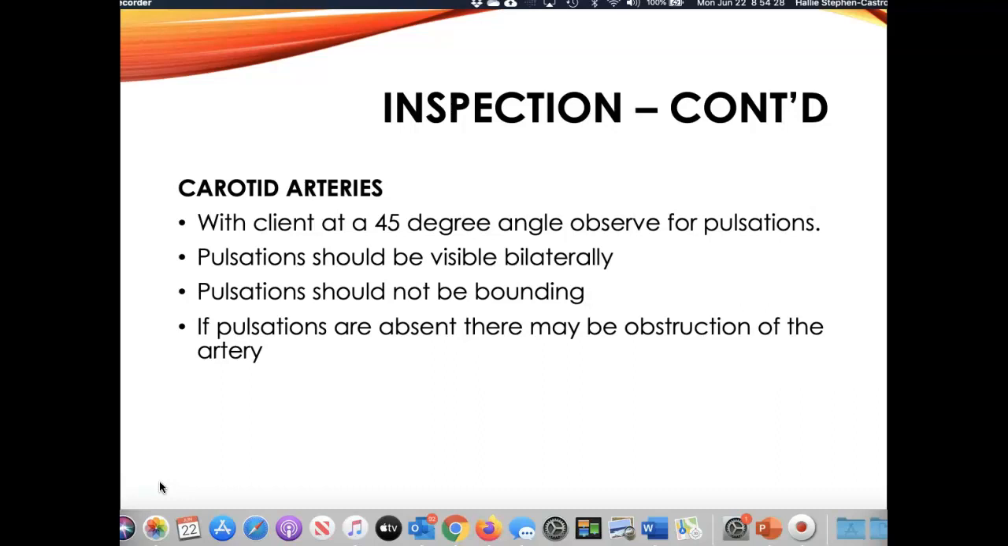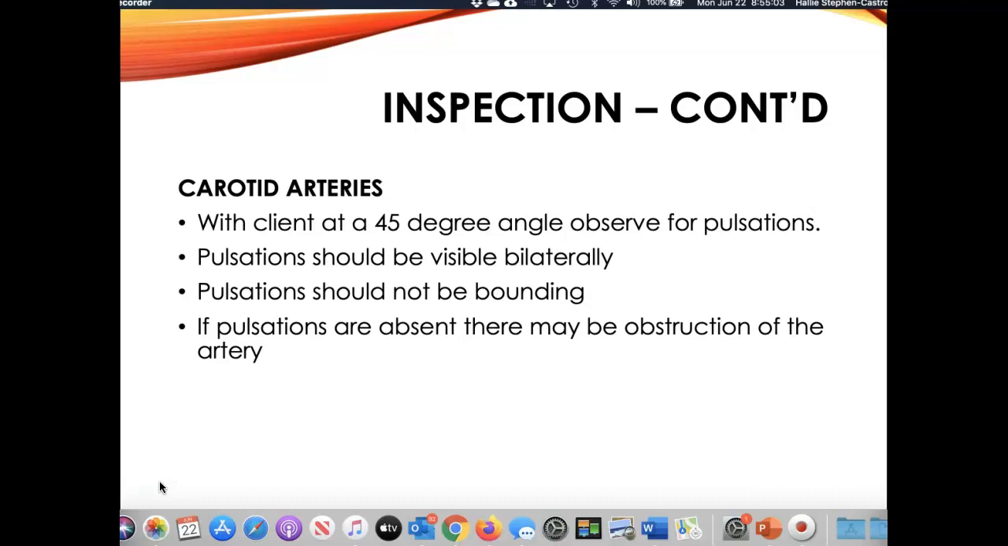You're going to have them sitting at 45 degrees, which is sitting up in a chair, and you're going to observe any pulsations in the neck on the right side and on the left side. They should be visible bilaterally, but just barely. And if you don't see them, that's okay. Sometimes they're not visible. But if you do, it should just be barely, slightly visible. They should not be bounding. Frequently, with people that have heart failure or cardiovascular disease, the heart's working so hard that you can actually see the pulsation in the neck from the heart beating.